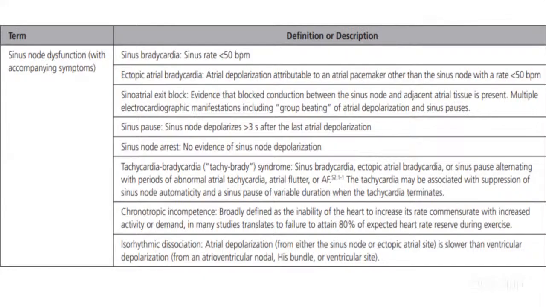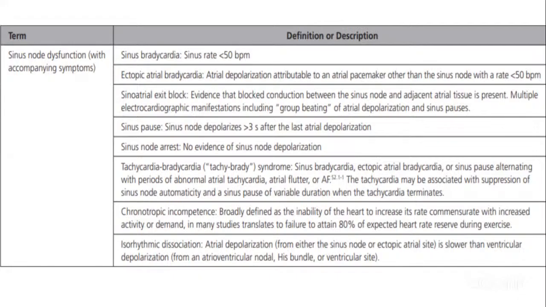Both SA exit block and sinus node arrest, most of them on the ECG will show as a sinus pause, as I will show in the ECG. You will just get to a point where you don't see anything happening, because it is either the SA node is not generating the impulse, or the impulse is being generated, but the impulse could not exit the SA node to get to the other part of the heart. So it just seems as if nothing is happening.